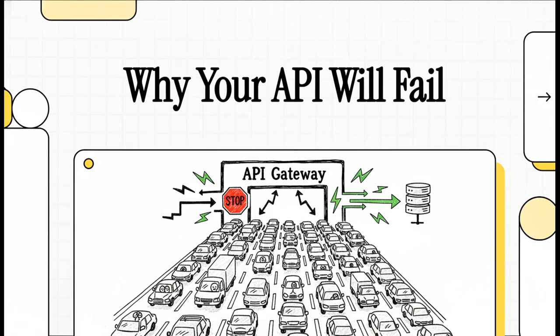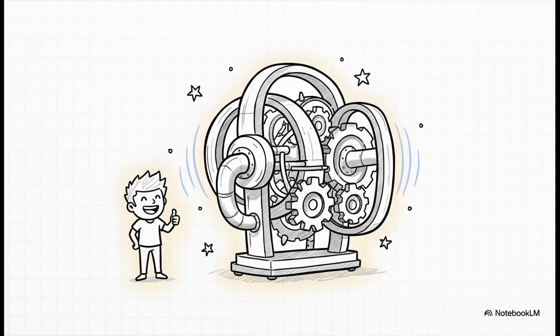All right, today we're going to talk about a classic engineering nightmare. You might have heard of it, maybe even lived through it. It's called death by traffic. And more importantly, we're going to look at the one critical tool you absolutely need in your arsenal to stop it from ever happening.